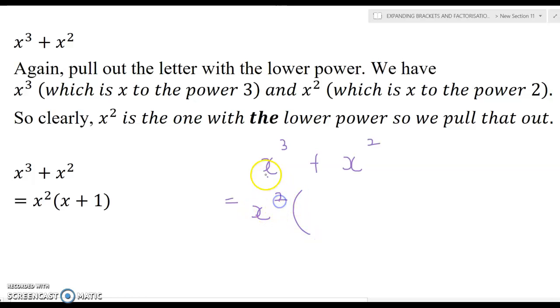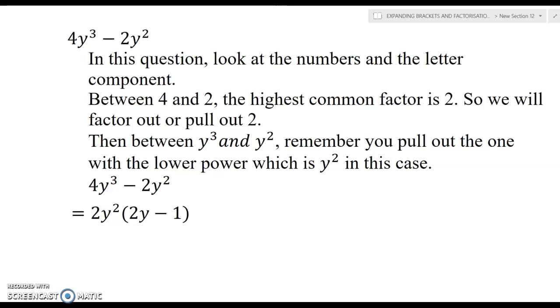X to the power 2 times what will give me x to the power 3? Obviously, it'll be one more x. We have one more x, right? So it'll be x. So I'm going to put it here. X to the power 2 by x, that'll be x to the power 3. Plus x to the power 2, times what to give me back the same x to the power 2? And that'll just be 1, right? Again, all about practice, right? Practice, practice, practice. And this is our last question for this video.